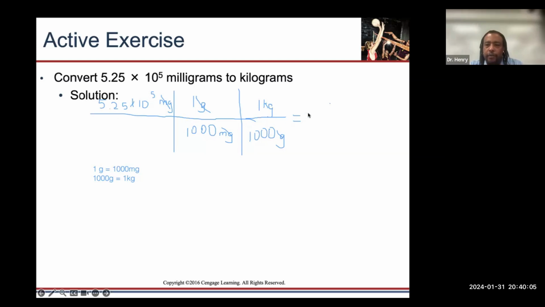We're going to end up with 5.25 times 10 to the minus 1. And that would be kilograms. Or 0.525 kilograms.